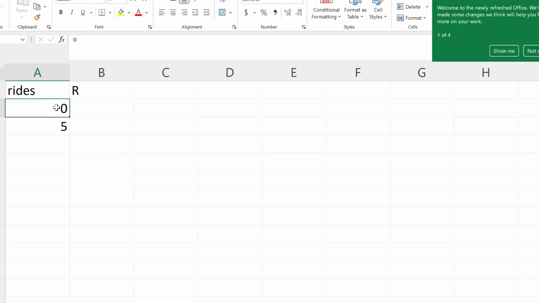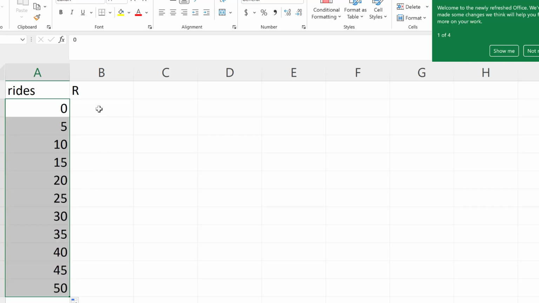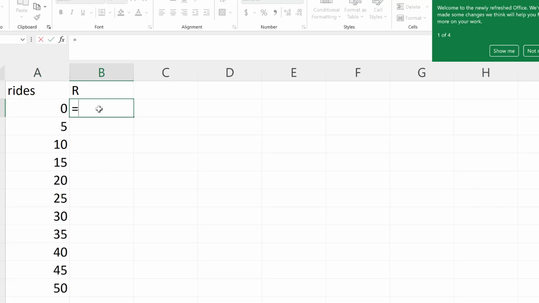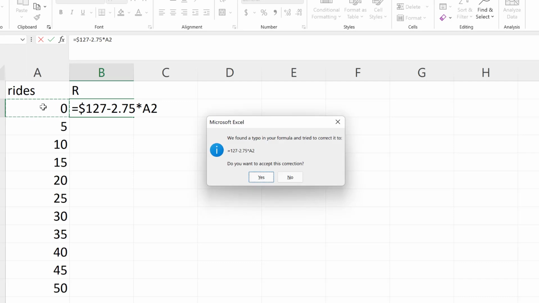So I'm going to grab these two rides, and I'm going to go by increments of 5 until we reach 50 rides. Okay, I'm going to put the balance as being $127, and then I'm going to subtract $2.75 per every ride that I'm making. You see what I'm doing? I'm entering that same equation inside the Excel formula.